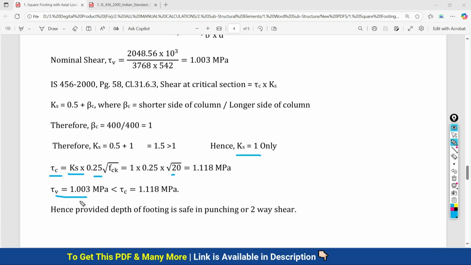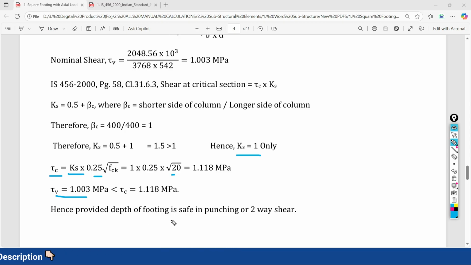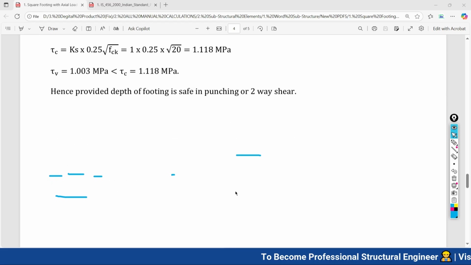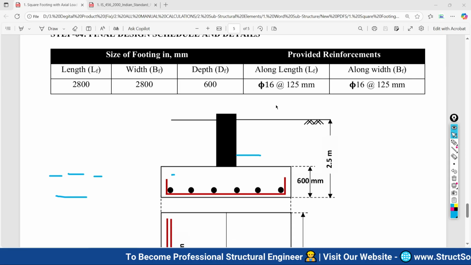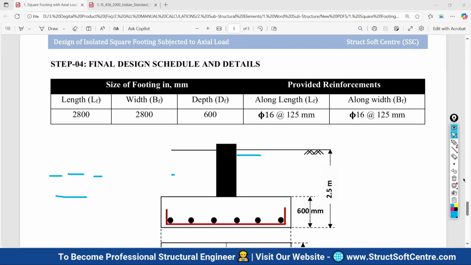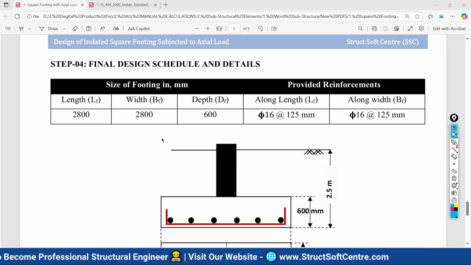Nominal shear 1.003, critical capacity 1.118. So nominal is less than your critical, hence provided depth is safe in punching or two-way shear. So your design is safe in one-way shear, your design is safe in two-way shear. In both of the cases your design is what? Safe. Now in respect of all these design results, we are finally going to prepare the schedule and detail.